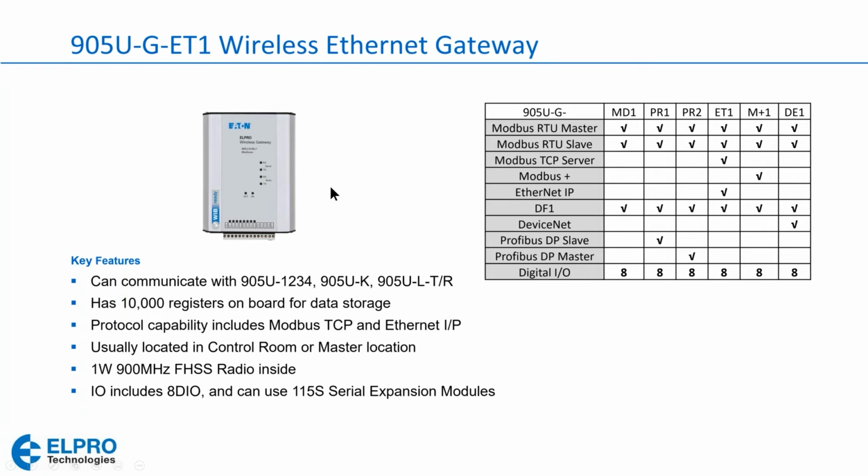Most of the time, however, it is communicating using a protocol. So in a typical setup, we would have dozens of these remote radios in the field. They're all sending their data back to this gateway, which is acting as the master, and this gateway is communicating to a DCS system.